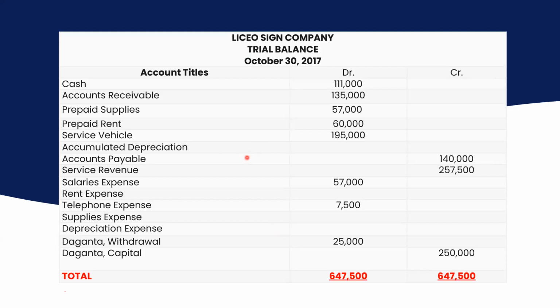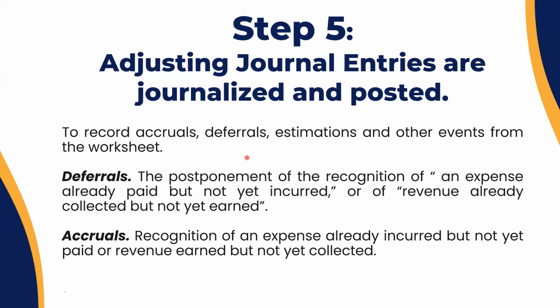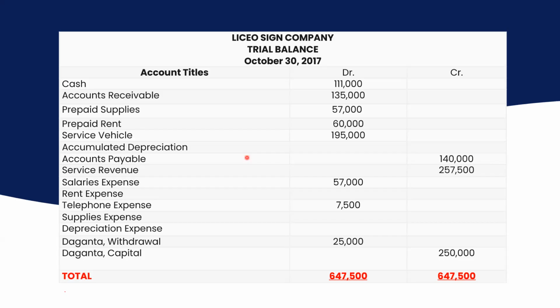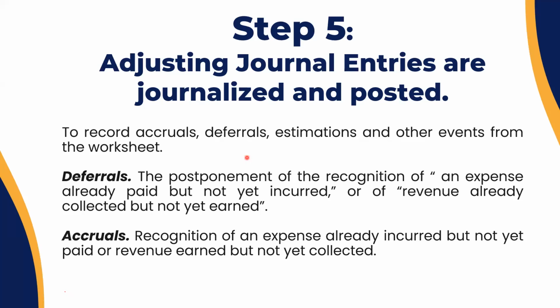Next is, what is next? Ano ba ang next niyan? So after our trial balance, we adjust. May mga adjustments po tayo. What are these adjustments? So again, adjusting entries are journalized and posted on step 5. Okay, to record approvals first, what do we adjust? Ano bang ina-adjust natin? We adjust deferrals and we adjust accruals.